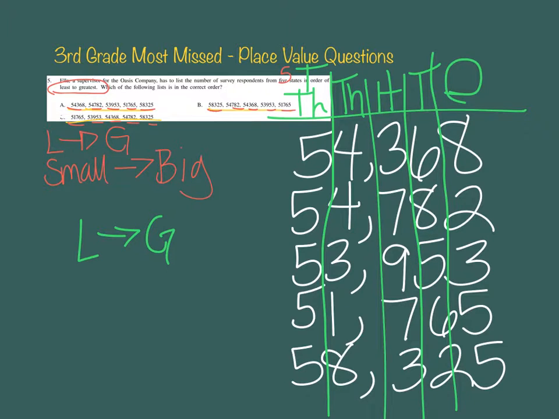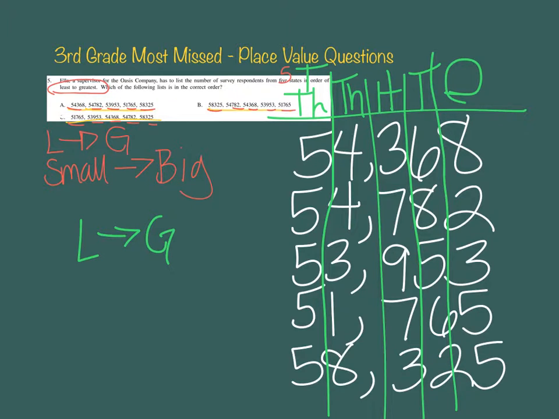Okay, so now I am going from least to greatest. So I'm going to start in my 10,000s place. I'm going to check all of them because if I have a number smaller than the 5 in any one of these, that automatically tells me it's the smallest number. But what do you notice about the 10,000s place? That's right, they're all the same. They're all 5s. So I can't use the 10,000s place.